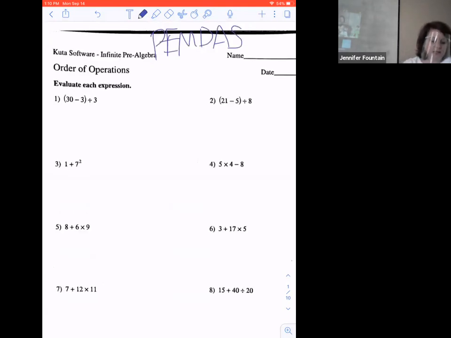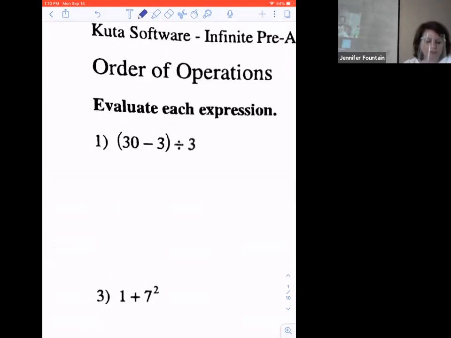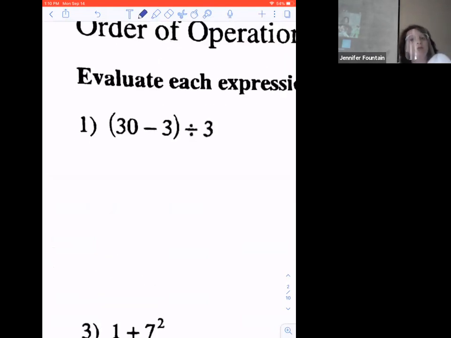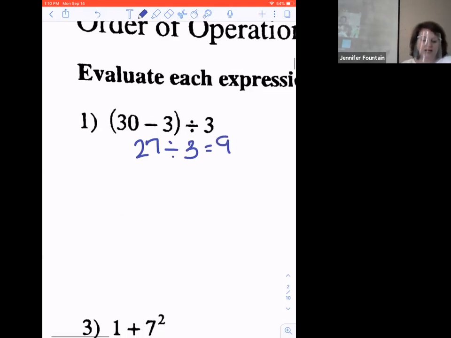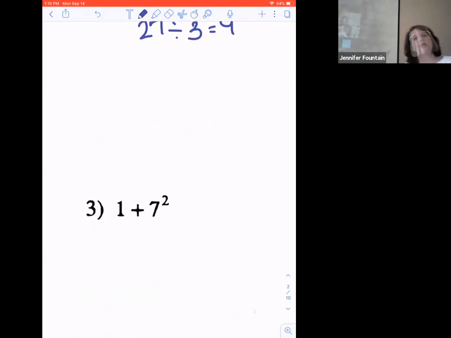All right. So let's go ahead and take a look at number 1. I have 30 minus 3 in parentheses and then divided by 3. What am I going to do first? Parentheses. So I'm going to start with 30 minus 3. What is 30 minus 3? 27. And now I have 27 divided by 3, and 27 divided by 3 is 9. Very good. All right, let's look at number 3. 1 plus 7 squared. What am I going to do first?